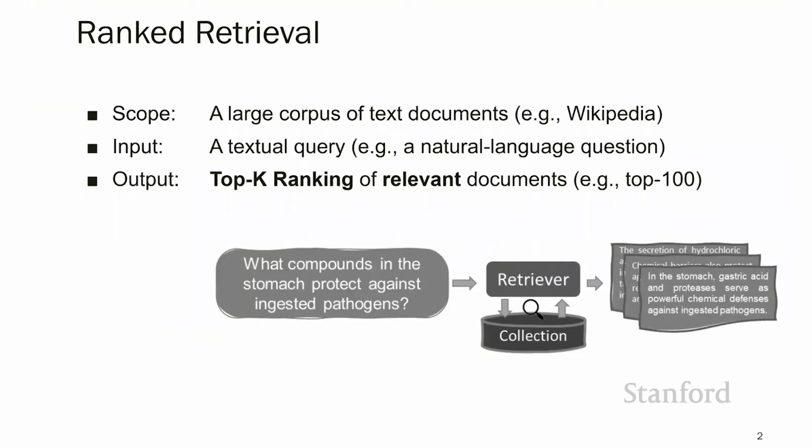Let us first define the simplest form of our task, namely ranked retrieval. We will be given a large collection of text documents. This could be all of the passages in Wikipedia, perhaps a crawl of parts of the web, or maybe all of the documentation of Hugging Face or other software libraries.